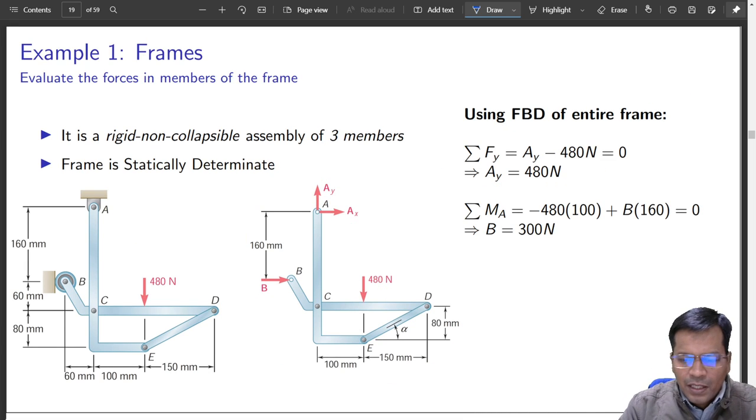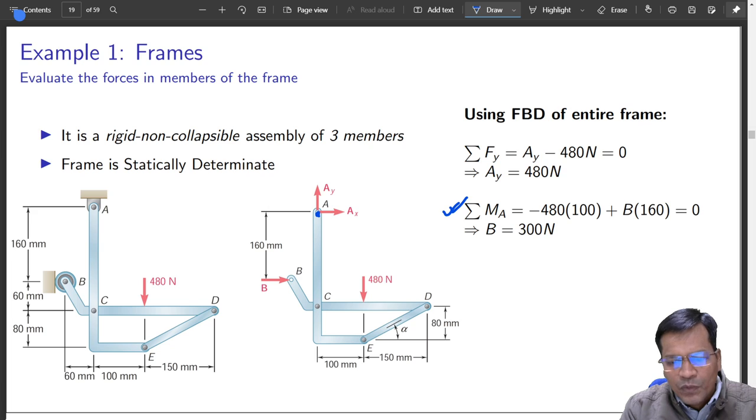Moving to next, taking moment about A. So what are the forces that can be found out? If I take moment about A, one of the variables will not be there in the equation. Which one? AX, because it passes through A itself. So the only force that is unknown and visible in the equation is B. That is the reason I took moment about A.